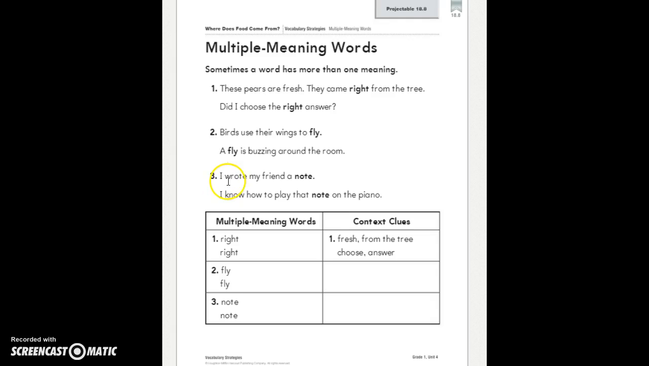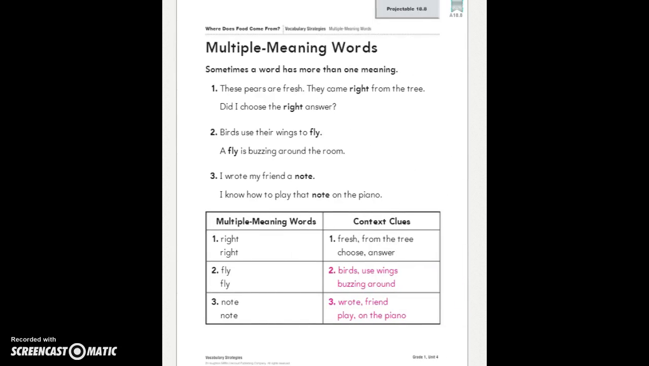Number 3, I wrote my friend a note. Let's use our context clues. Well, you wrote it and it was for a friend. So wrote and friend are awesome context clues in this sentence. I know how to play that note on the piano. Ooh, that's a different meaning, isn't it? Let's look at our context clues. We have play, and we play it on the piano.